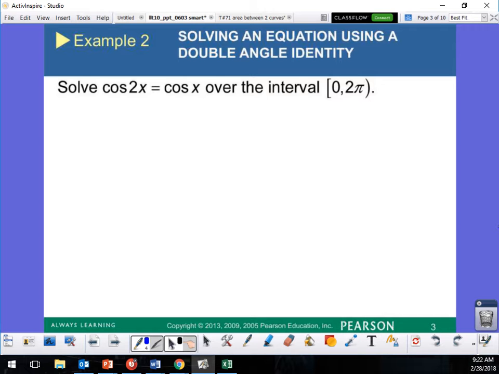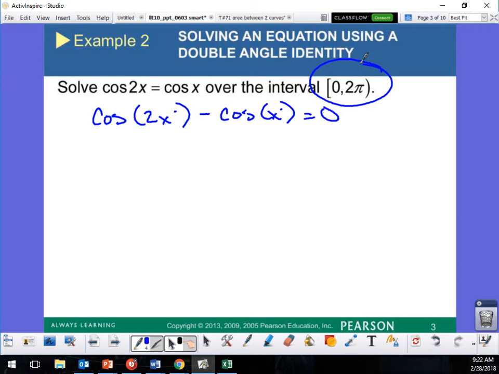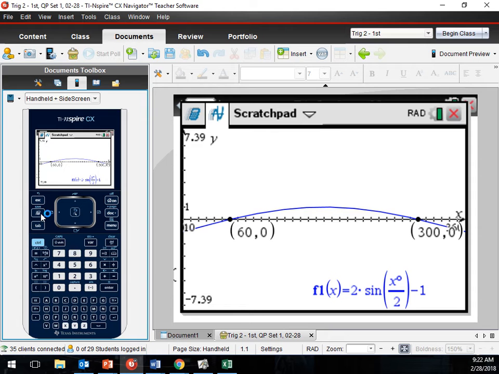Listen up. Pay attention again. What do I have to do with this one? Set it equal to 0. Very good. So cosine of 2x, minus cosine of x equals 0. There we go. My answer has to be in radians, so I'm checking that now. Cosine 2x minus cosine x. So go right here.